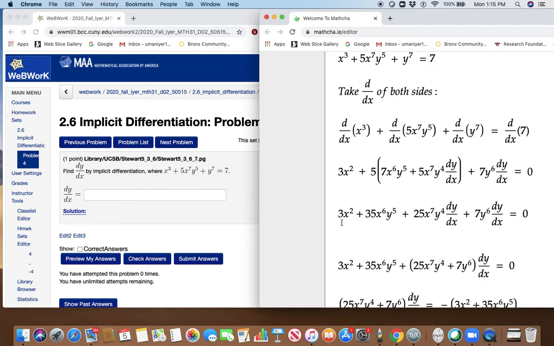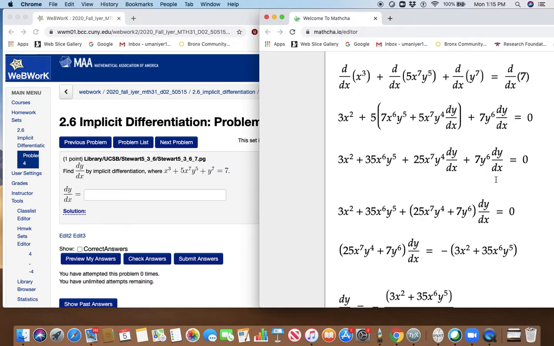Now simplification. 3x squared plus 35 plus 25 plus 7 this. So here is the part. You have two terms with dy/dx. Well, keep that together. Get common. You see, and these together here. All right, the terms without dy/dx are kept separately. The terms with dy/dx, get the dy/dx factor out.